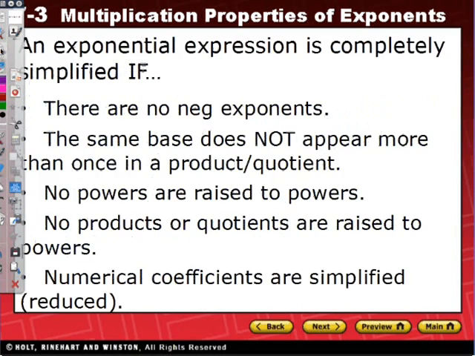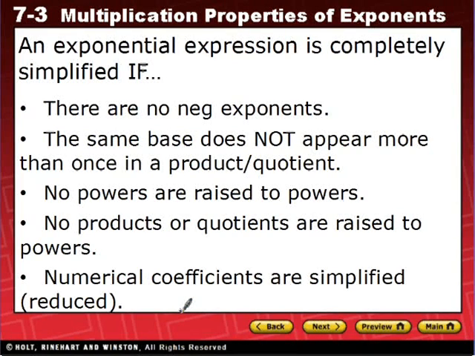So let's hit it. First though, we got to talk about what does it mean to simplify an exponential expression. So there's a nice box for this right there at the top of page 97, and you're going to need to copy all of these things down. I'll run through them and then you can pause it if you need more time. So it is completely simplified if there are no negative exponents. No negative exponents. And the same base does not appear more than once in a product or quotient. So for example, this is not simplified, right? We need to combine those a's. And learn how to do that today if you don't already know.